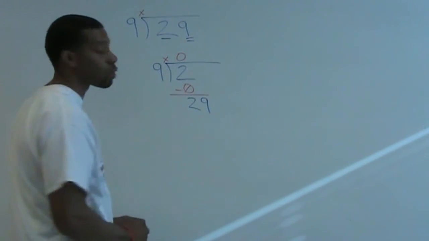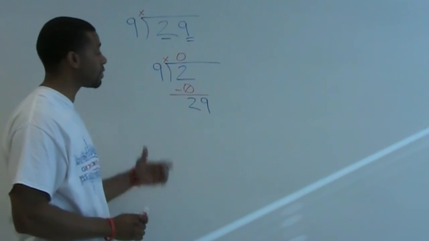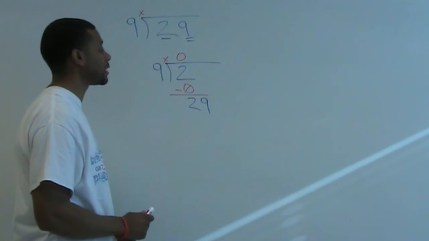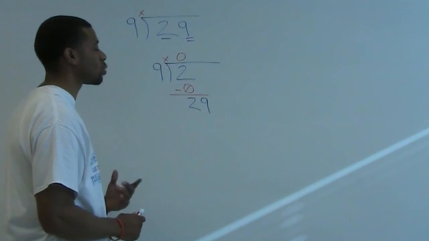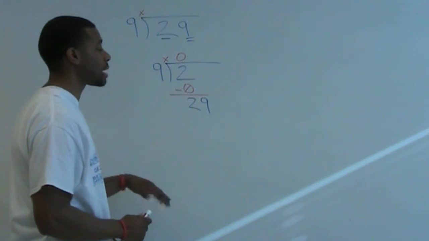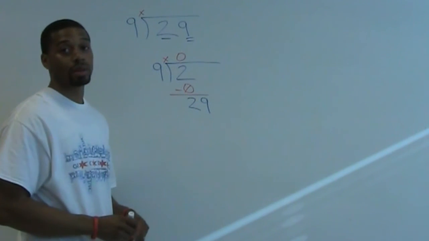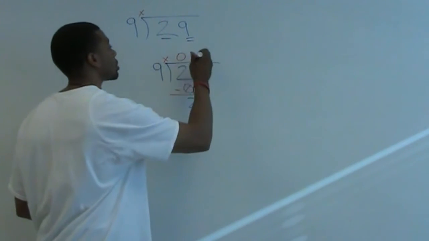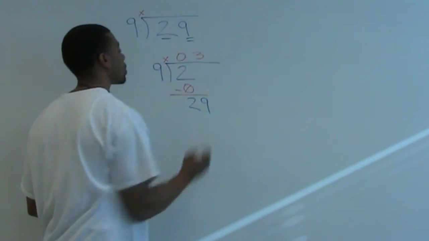So now we have to go through our 9 multiplication facts. We have 9 times 1, which is 9. 9 times 2, which is 18. 9 times 3 gives me 27. 9 times 4 gives me 36. 36 is too high, so we have to go with 27, and that was 9 times 3. We place our 3 up in the quotient.